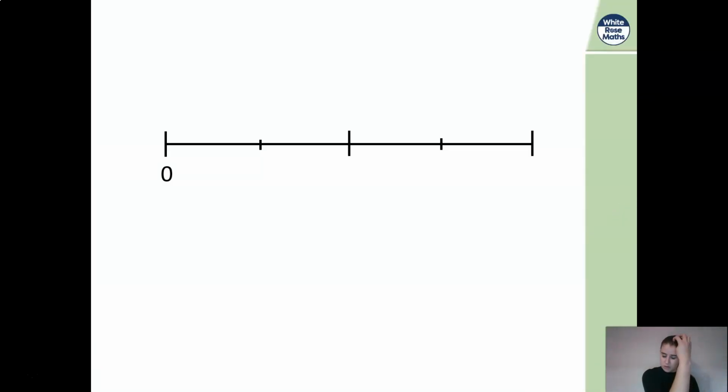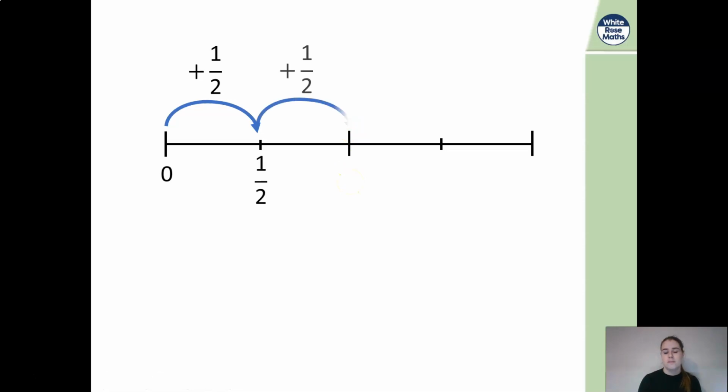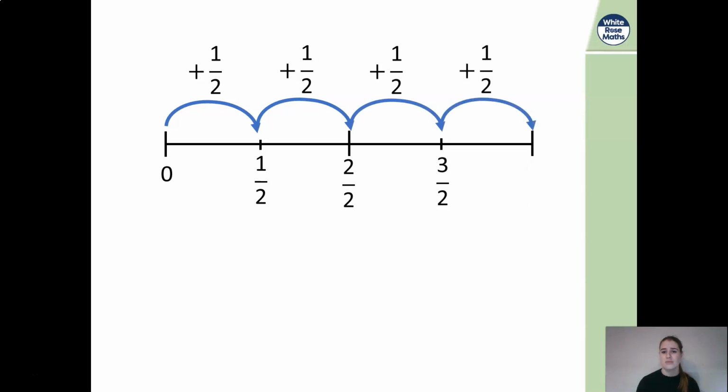So we're going to explore how we identify improper fractions. Here we can see that we go from 0 to 1. This bigger line tells me I've got to a whole. So we're going to count in halves. As I add 1 half and another half, that's going to give me 2 halves. If I add another half, that gives me 3 halves. And if I add another half, that gives me 4 halves.